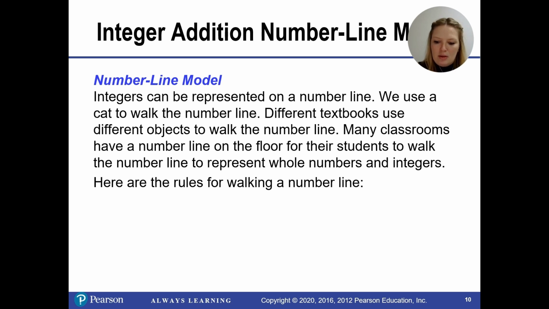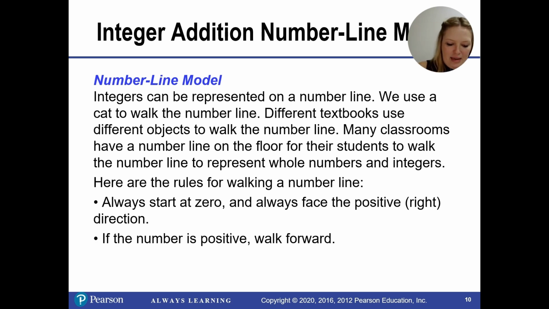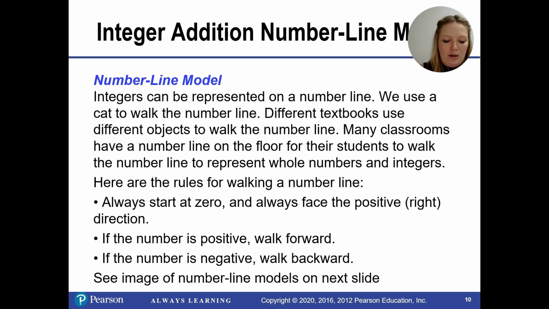The rules for walking a number line on the integers when we're adding or subtracting is we always start at 0. So I'm going to start at 0 and face the positive direction, so I'm going to turn right. If the number I'm starting with or adding is positive, I'm going to walk forward. But if the number is negative, I'm going to walk backward.